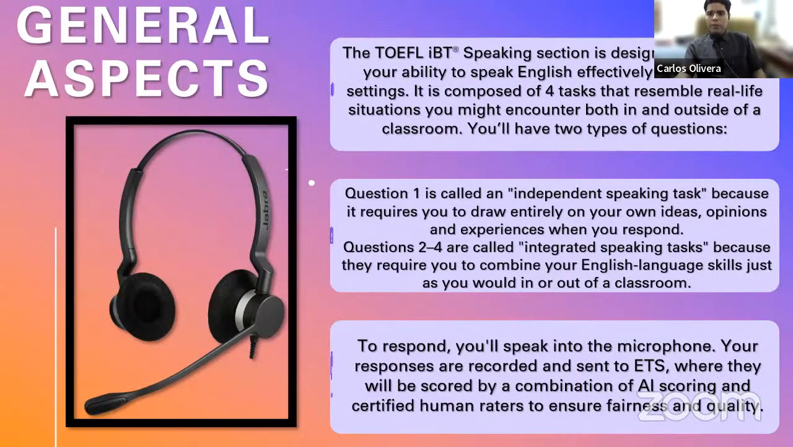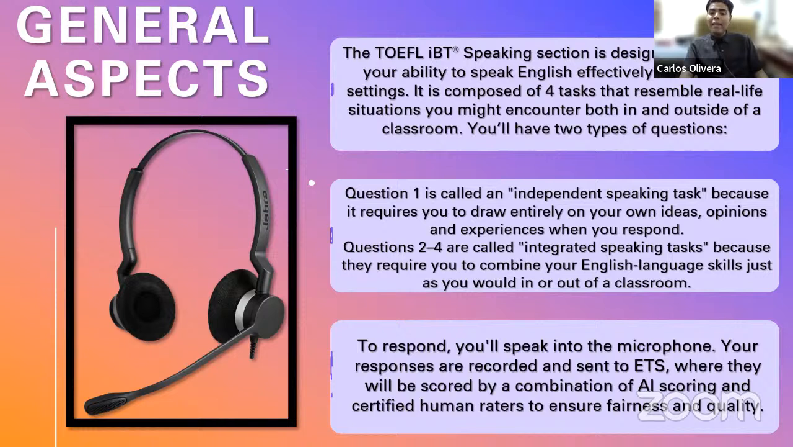I have some general aspects for you before we get into the real and very serious stuff. The speaking section is designed to measure your ability to speak English effectively in academic settings. This is composed of 4 tasks that resemble real-life situations you might encounter both in and outside of a classroom. You have 2 types of questions. Generally, they can be divided into just 2 categories. First of all, you're going to have an independent speaking task, which is the one that we're going to get more deeply into this class.